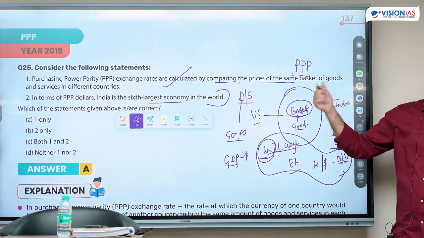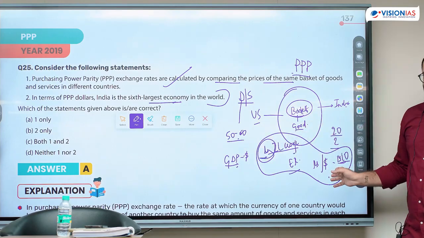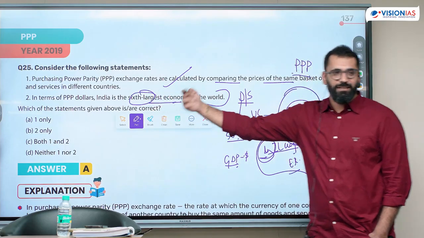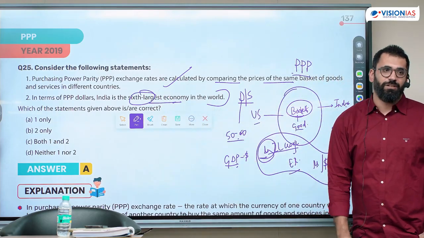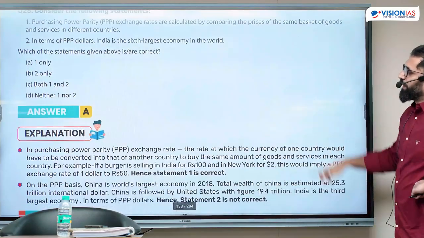So it will not be 5th. The 5th largest position has already come on the market exchange rate. If I'm dividing by a smaller number, PPP, I will not have this. It is the 3rd largest economy. China is the largest economy in PPP dollars, US is 2nd, 3rd is India.